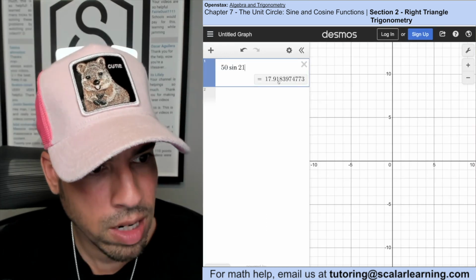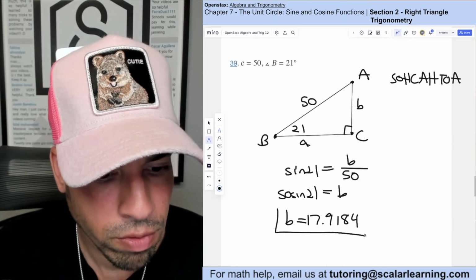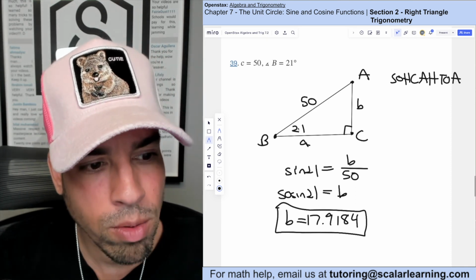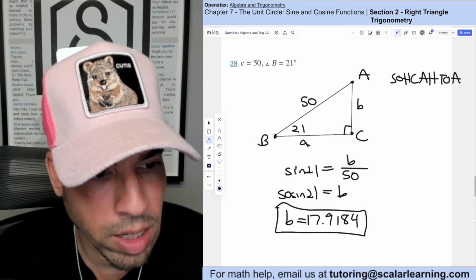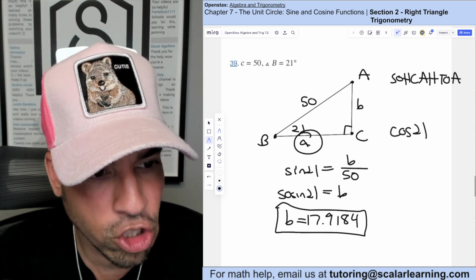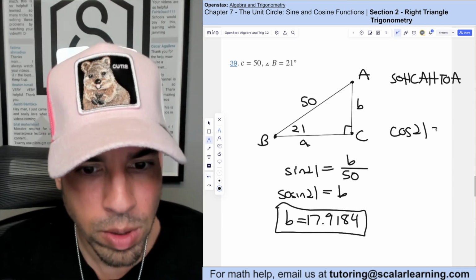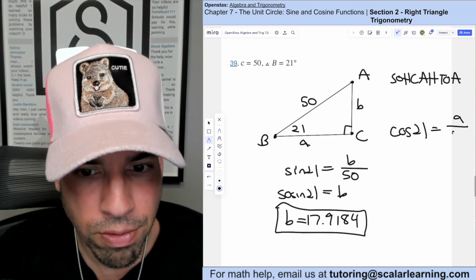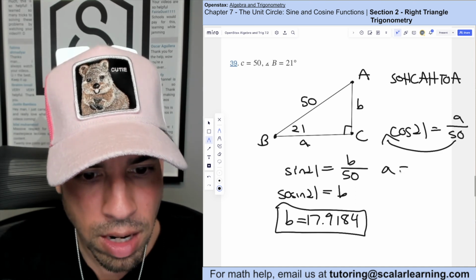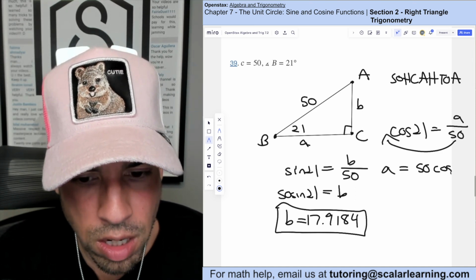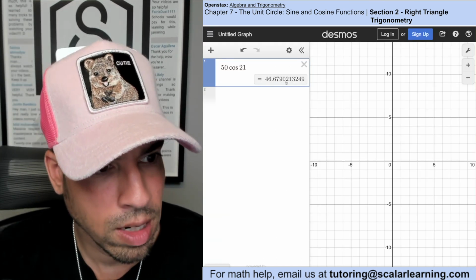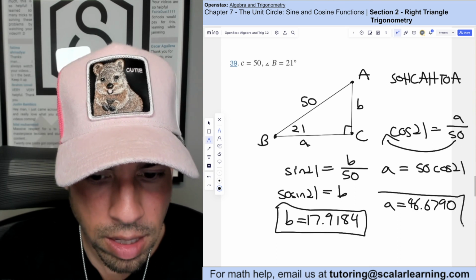So we get 17.9184. So there's our value for B. And now let's solve for A. For A, I'm going to use 21 again, but now I'm going to take cosine of 21 because that's going to give me adjacent over hypotenuse. So we have A over 50, the hypotenuse. Then I'm going to multiply by 50, and I've got A equals 50 cosine of 21. Let's plug it into the calculator. So we get 46.6790. So there's your value for A. That's how you do it.